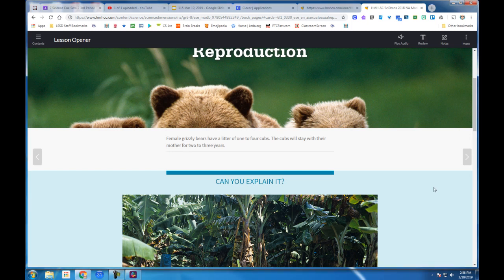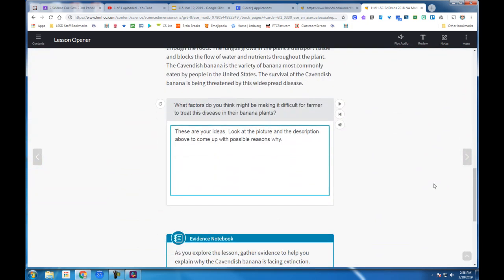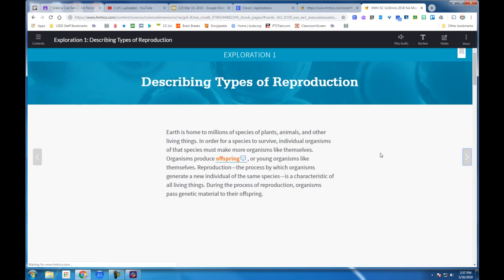So the lesson opener, can you explain it? Your idea is about the Cavendish banana and why it might be difficult to treat the disease. Look at the picture and the description to come up with possible reasons why. I encourage you to examine the surroundings, the environment, think about where the fungus is and what's so unique about the Cavendish banana as you come up with your answers. And then we're over to Exploration One.